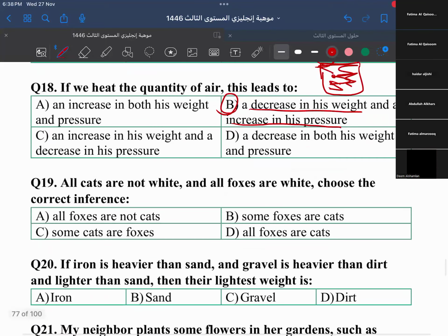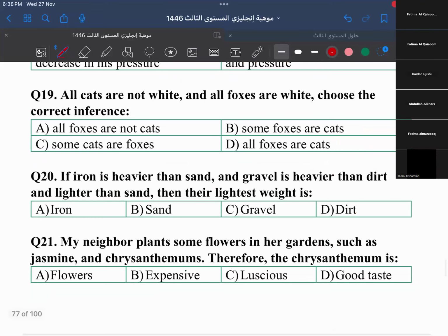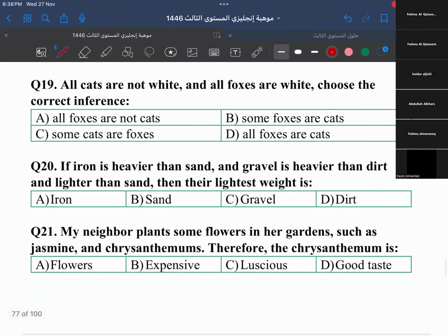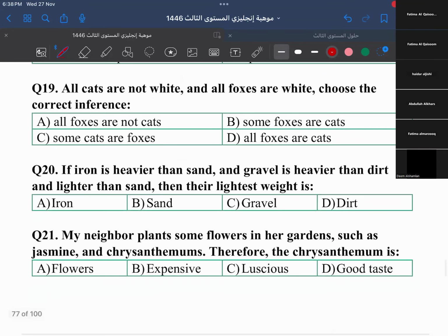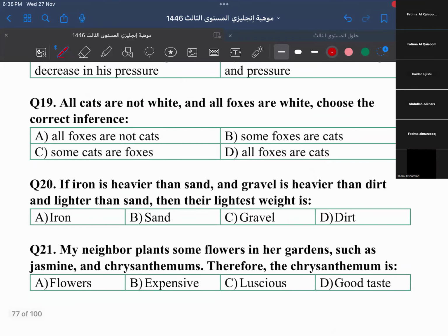Is it clear? Yeah. Okay, excellent. Okay, question 19. So here we're back to the verbal section, I guess. Who did answer question 19? Yes, Haida?